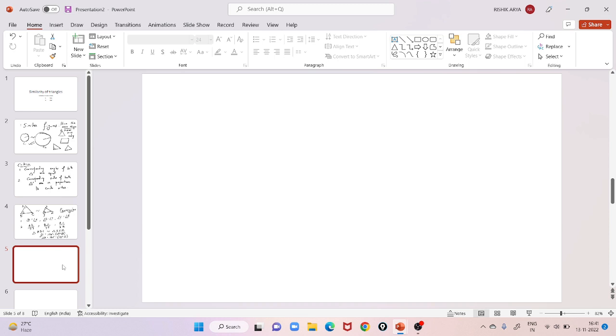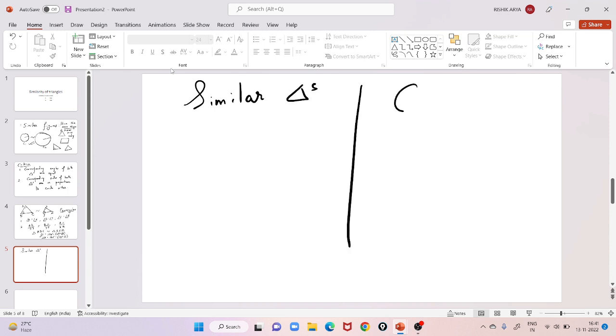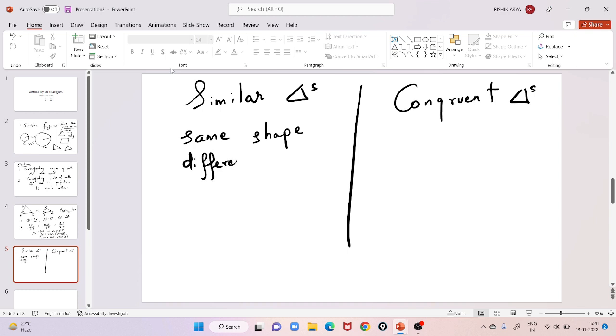Yes, there are a few differences. Let's tabulate them. This is similar triangles and this is congruent triangles. About congruency, I have already discussed it in a previous video. If you want to learn more about congruency, you can refer to that video also. So in similar triangles, what we have discussed right now, the shape should be the same, but the size can be different.